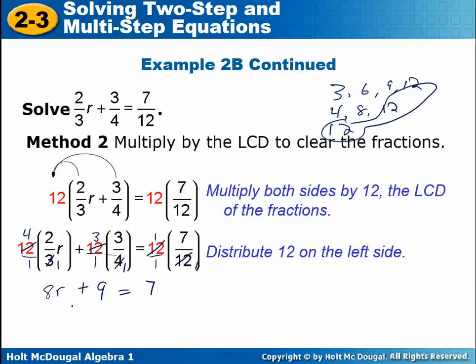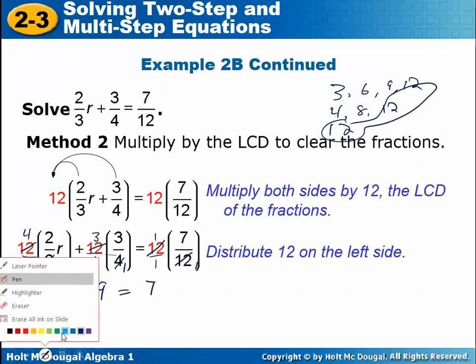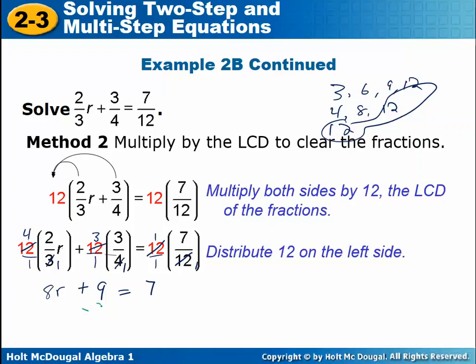So already we're ready for this nice two-step equation. No fractions. Just solve by subtracting 9 from both sides and then dividing both sides by 8. We get a fraction as an answer, but it's a lot quicker to do this method than to subtract the fractions and then multiply by the reciprocal and so on.